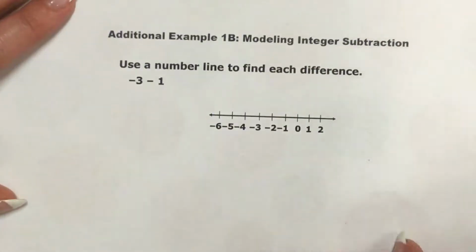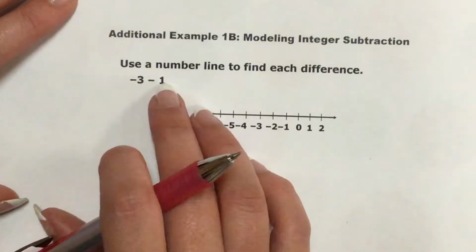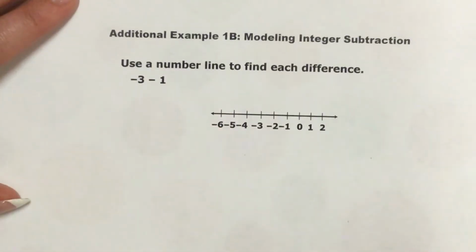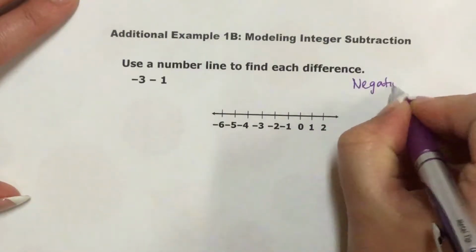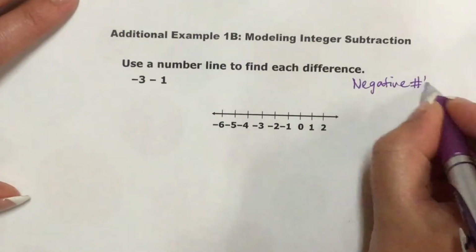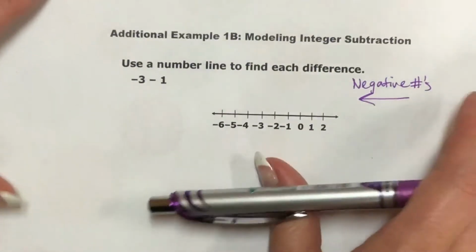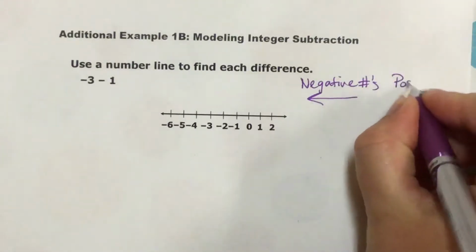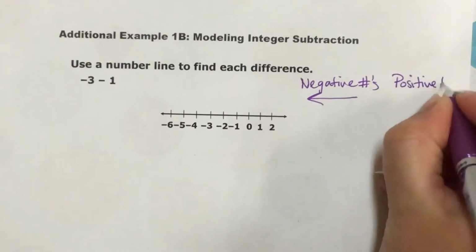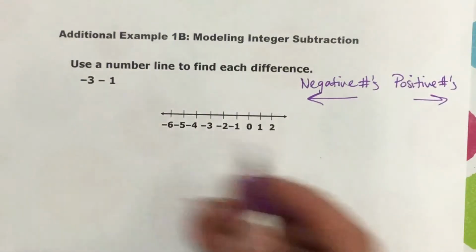So it says use a number line to find each difference. So we have -3 minus 1, okay? And whenever you have negative numbers, remember, that's a number symbol, you move to the left. And whenever you have positive numbers, you move to the right. So we have a -3.